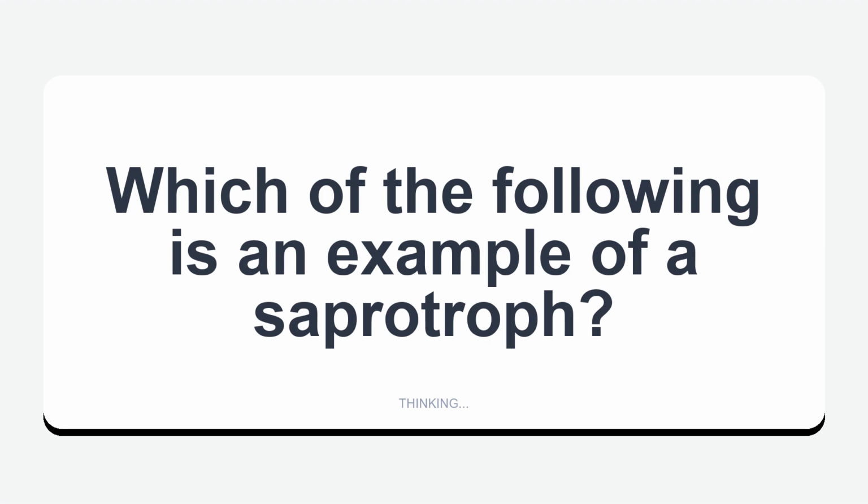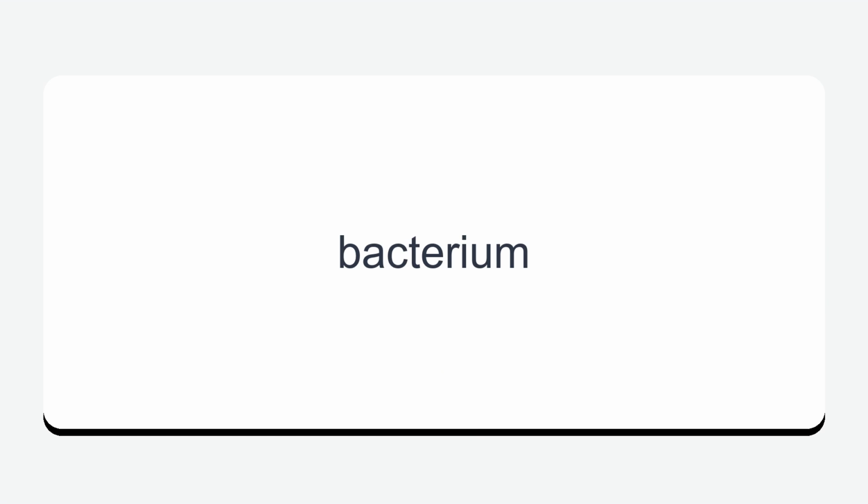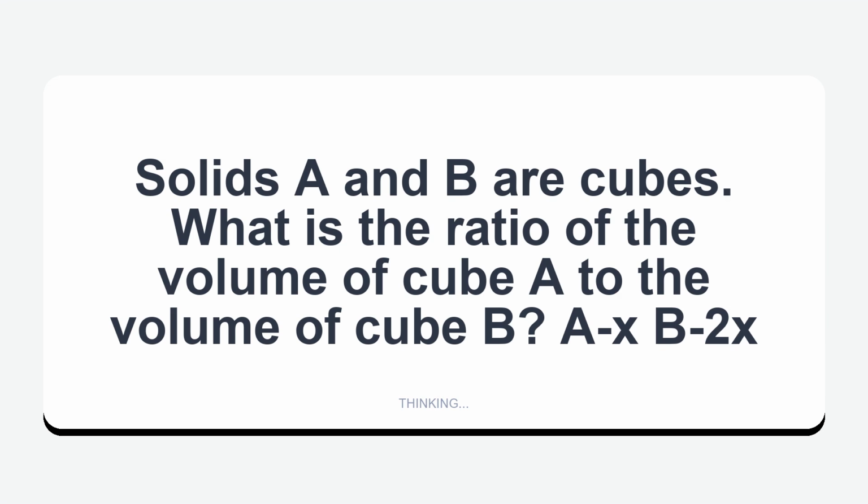Which of the following is an example of a saprotroph? Bacterium. Solids A and B are cubes. What is the ratio of the volume of cube A to the volume of cube B? A times X, B times 2X. 1:8.